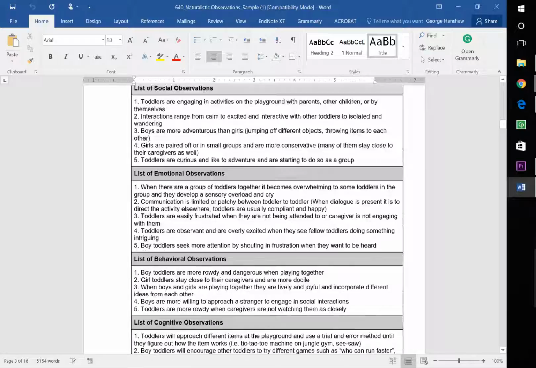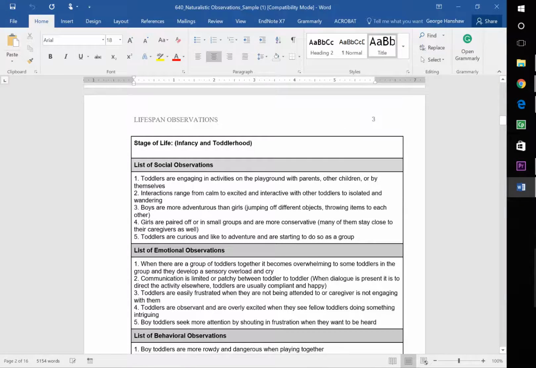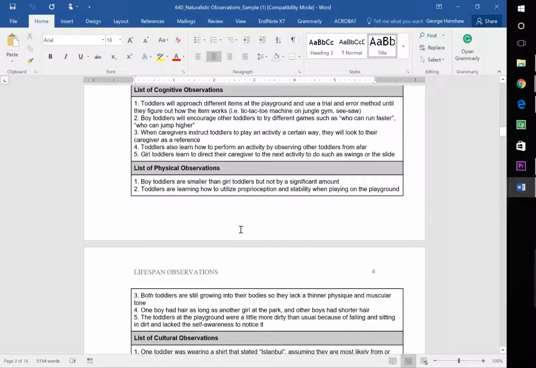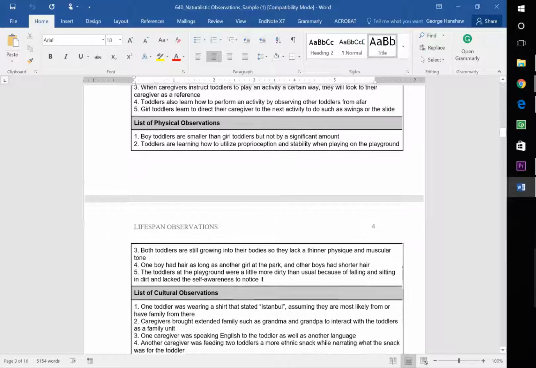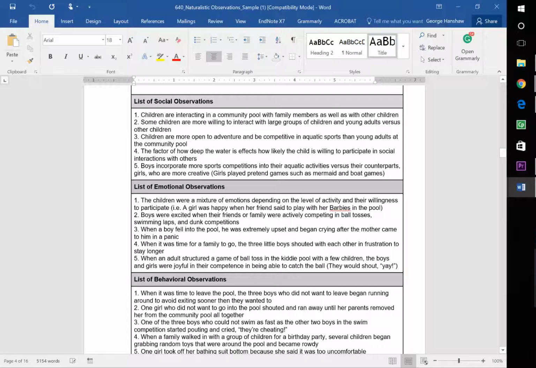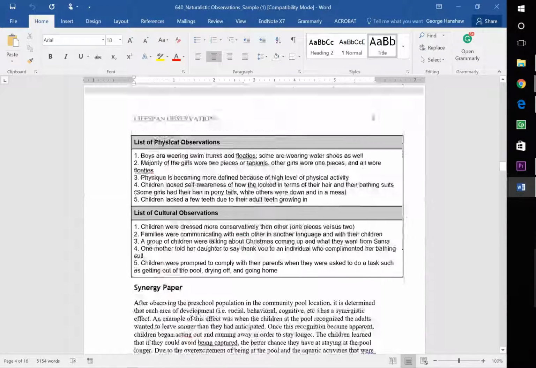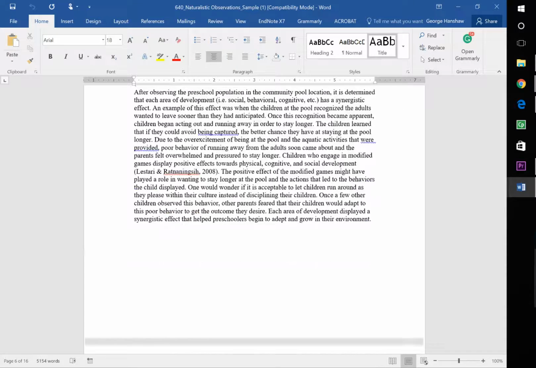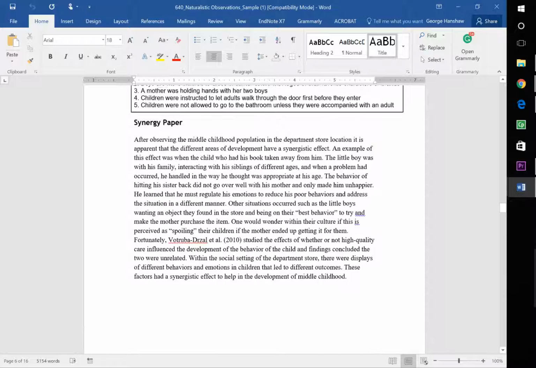Then take a look. Boom, there it is. So what did we pick? Infancy and toddler, social, emotional, behavioral observations, and boy toddlers are smaller than girl toddlers, but not by a significant amount. So you see, just natural language to write this up, write what you see. And the synergy paper, just a short paragraph there. Then preschool, normal synergy. Think of the synergy paper as you're giving me a summary. Where were you? What were you doing? How that went. So it's just a short summary, and then we come up with each one.